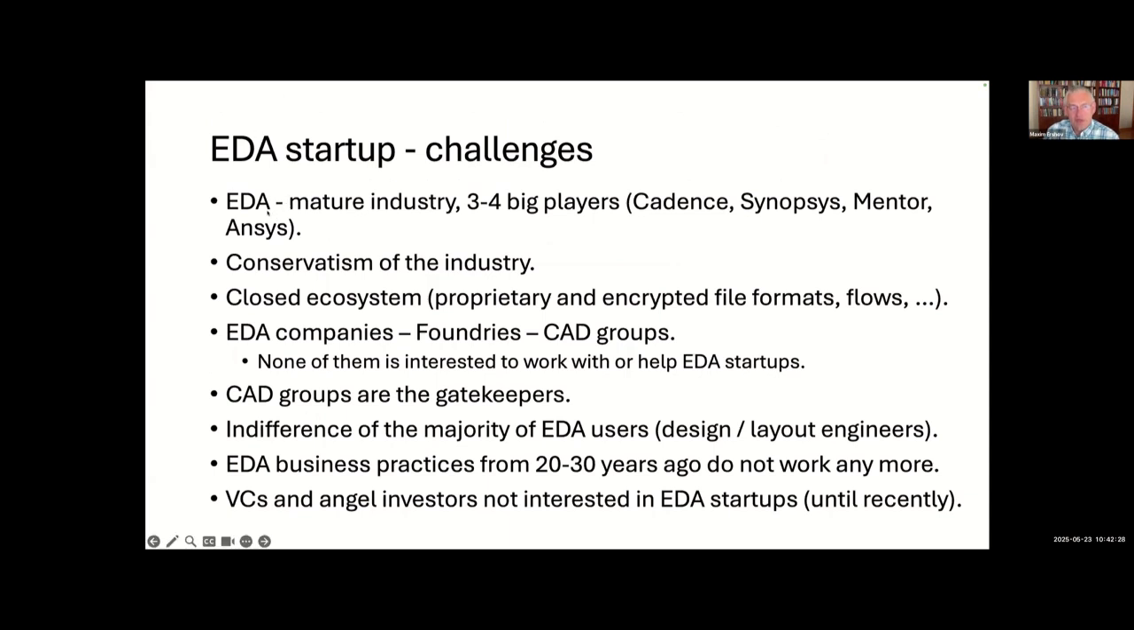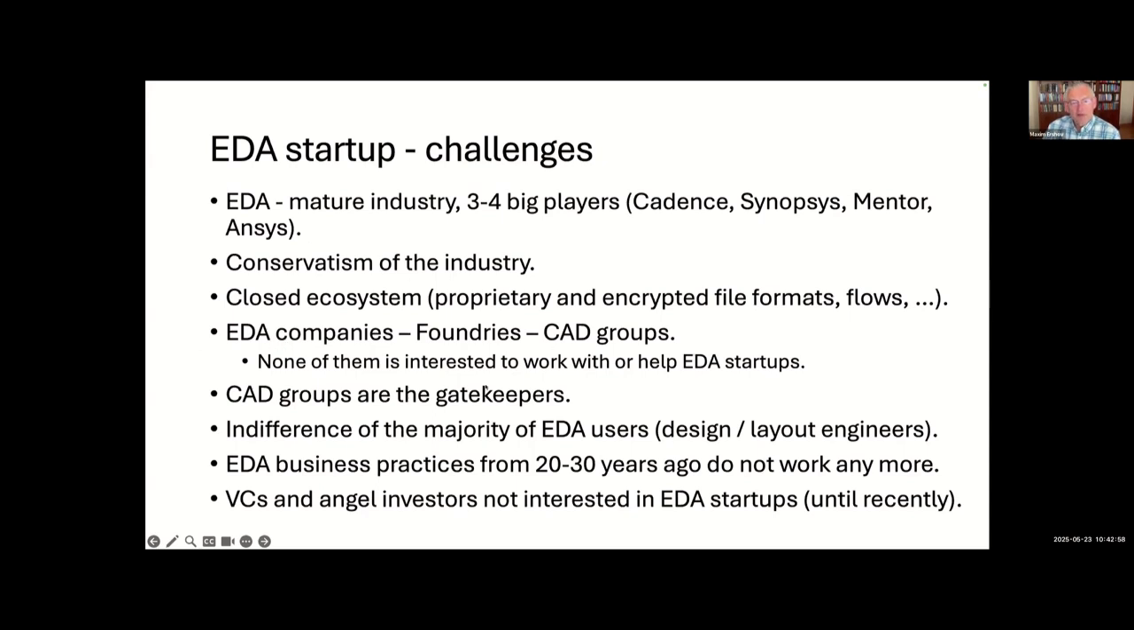So first of all, challenges. The EDA industry is very mature with several big players listed here. And so it's not easy to break into this conservative industry. The ecosystem to a great degree is closed. There are a lot of proprietary encrypted file formats and methodologies, and it's not easy to operate and navigate this world.